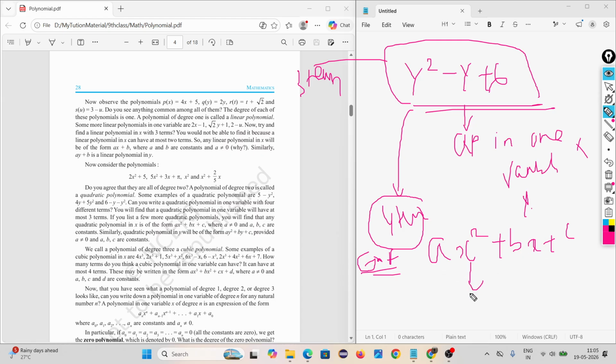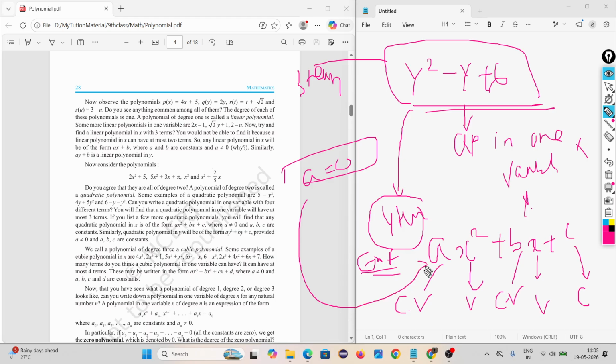Here x is nothing but the variable. A is the coefficient of the variable, and c is nothing but the constant. Here a does not equal 0. B also does not equal 0? Sorry, b can be 0, but a can never be 0. The meaning is the x square coefficient should not be 0.